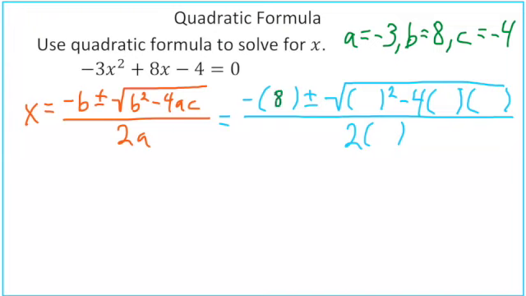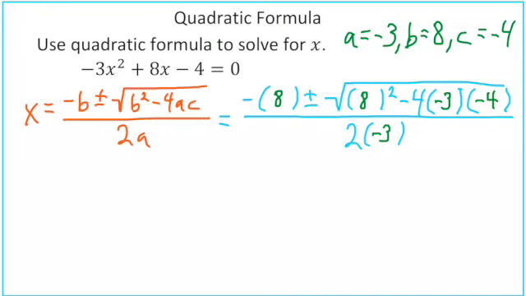We'll put in positive 8 for the b value, do it again for the b squared, and then we have negative 4 times the a value of negative 3 and the c value of negative 4. And on the bottom, we have 2 times negative 3. Now we can start simplifying. So we got to make sure we get the sign right at the very start.